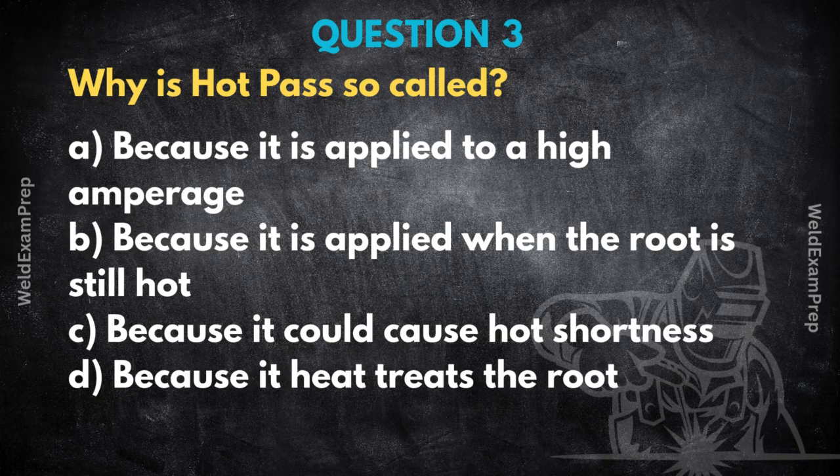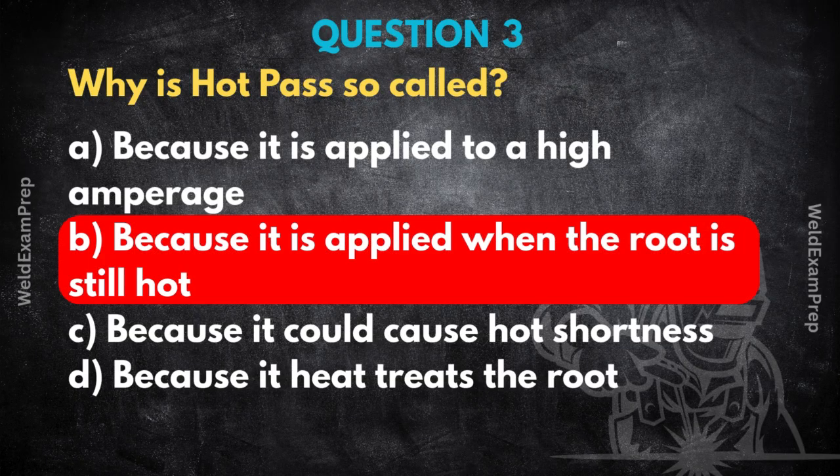Hot pass gets its name from option B because it is applied when the root is still hot. It's a classic example in welding where the name tells you exactly what's going on. In multipass welding, like you see often in pipe welding, you lay down the root pass first, that initial bead joining the pieces. The hot pass is typically the second pass, and it's applied pretty quickly after the root, while that whole area, the root pass and the adjacent base metal, is still significantly hot from the first pass.